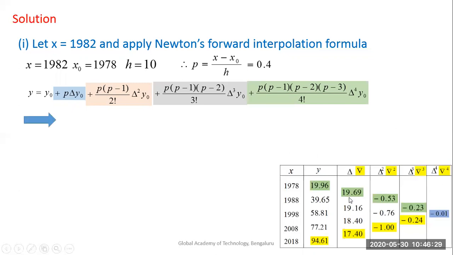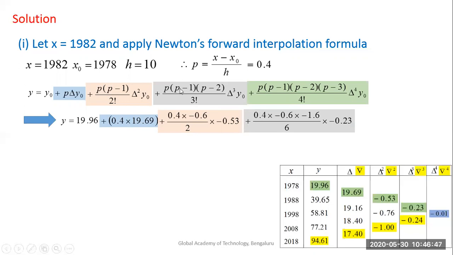Then substitute y naught as 19.96, p as 0.4, into delta y naught, 19.69. Then p into (p minus 1) by 2, that is 0.4 into minus 0.6 by 2, delta square y naught is minus 0.53. Then 0.4 into minus 0.6 into minus 1.6 by 6 into delta cube, which is minus 0.23. And the last term, p into (p minus 1)(p minus 2)(p minus 3) by 4 factorial, which is 24, into minus 0.01.